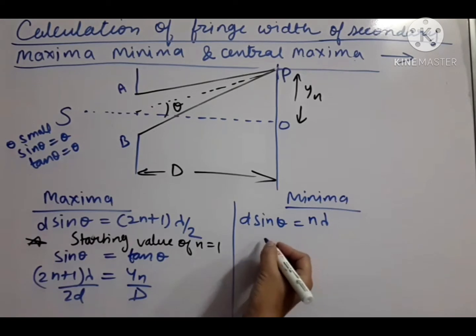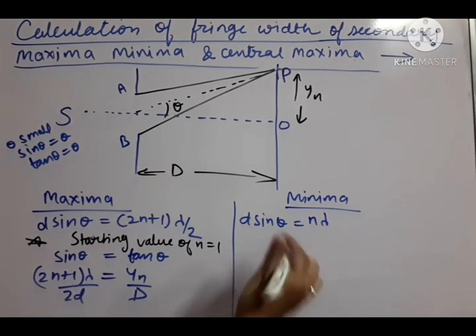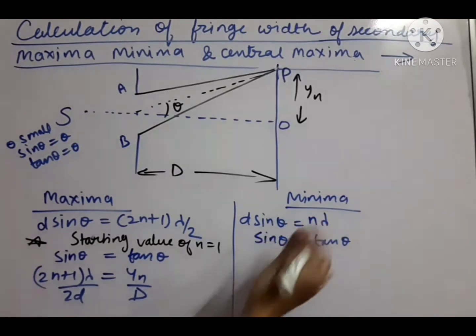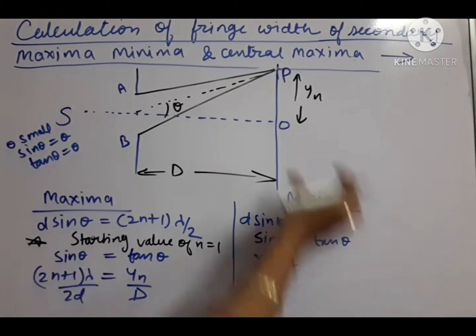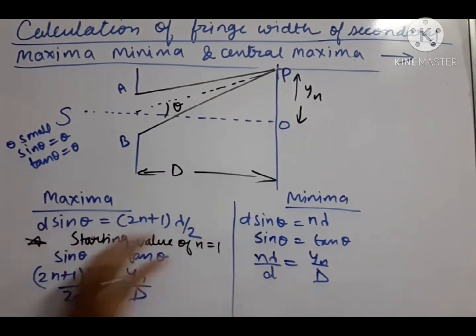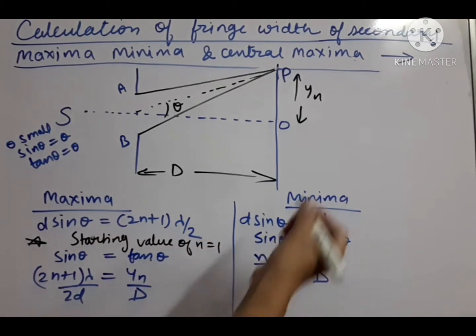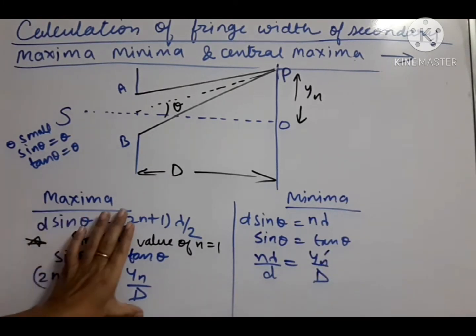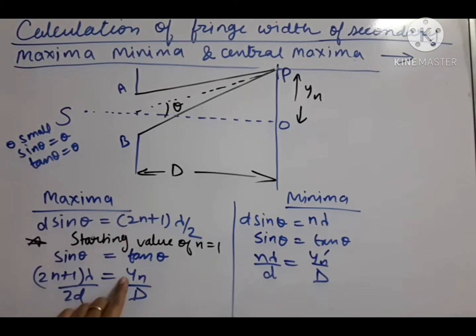In the same manner here also we will find. So sin theta equal to tan theta we have to do. Sin theta we will get from its condition. So here sin theta is n lambda by d, but tan theta will remain the same from the diagram, it is yn upon D. Now using these two calculations we have to get the formulas of yn. So first of all, here we are talking about the minima's displacement, so we will call it yn dash, and here it is the maxima's displacement, so we will call it yn. Note down, we are proceeding to the next sheet.